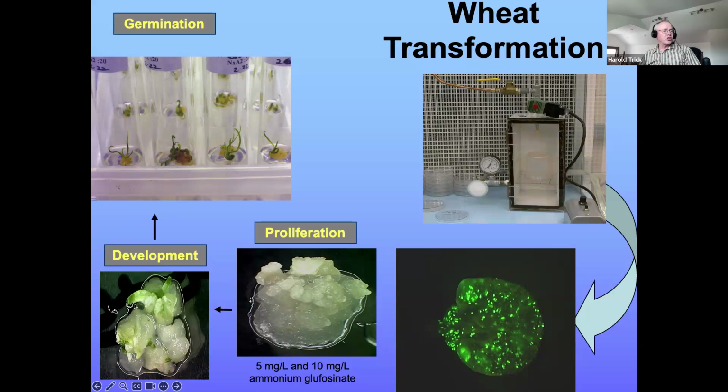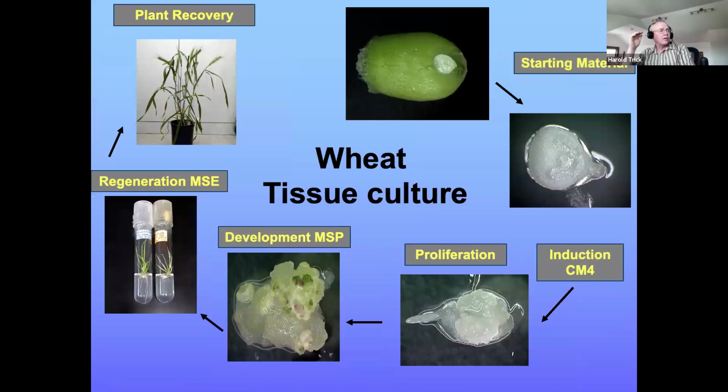They'll start developing shoots. When we put them in light, they'll start greening up. And again, then we transfer those to tubes to start getting these small shoots to germinate. Okay.